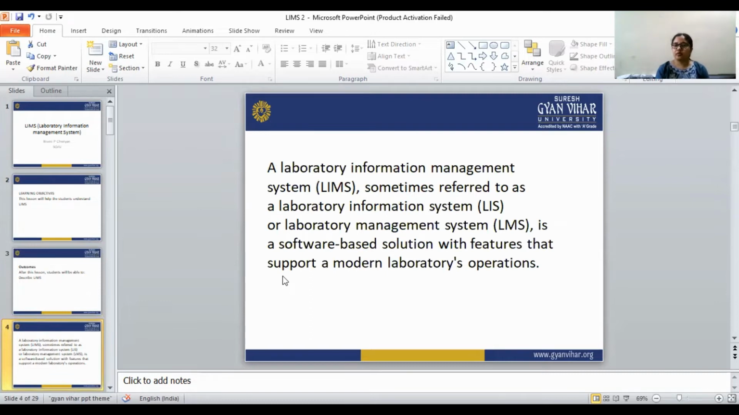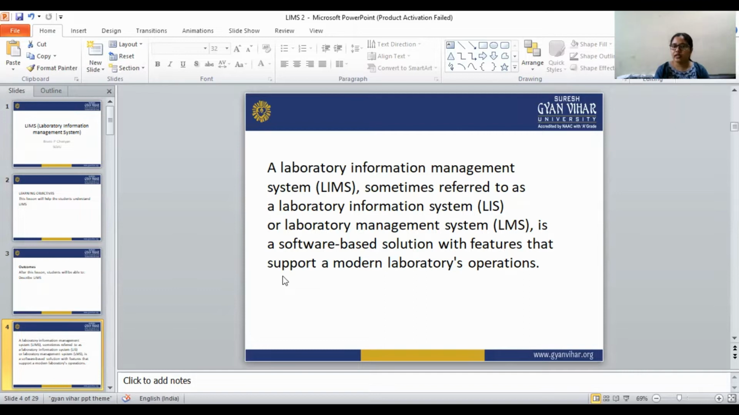Laboratory information management system is sometimes referred to as a laboratory information system also. So we can call LIMS as LIS, or laboratory management system. These are all names for the same thing. We can say LIMS, LIS, or LMS. LIMS is laboratory information management system, LIS is laboratory information system, and LMS is laboratory management system.